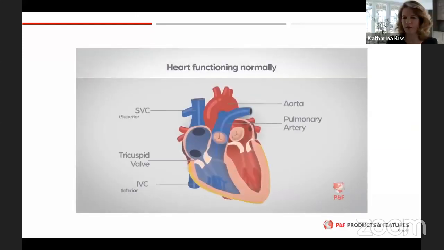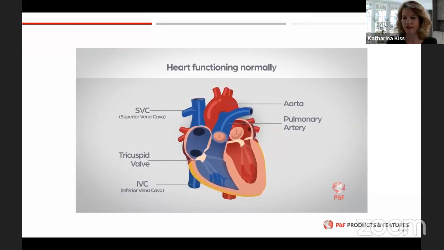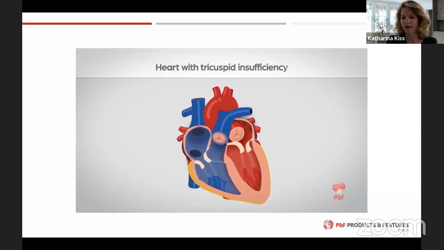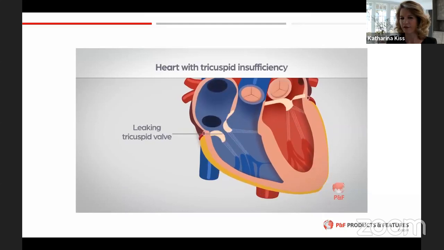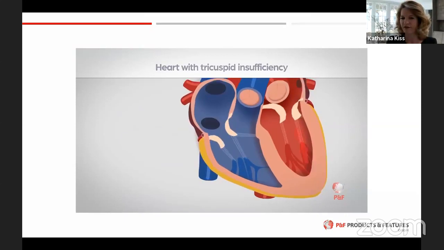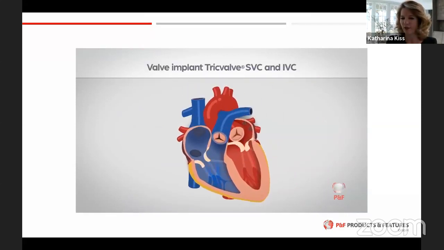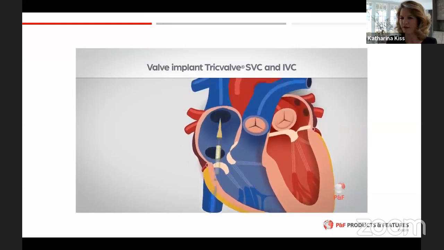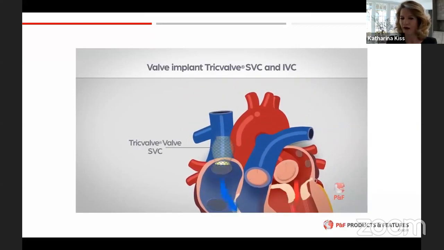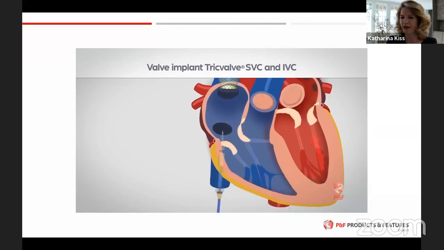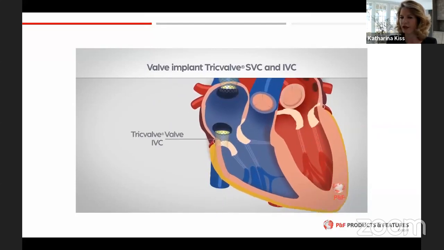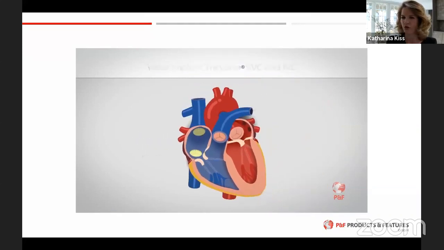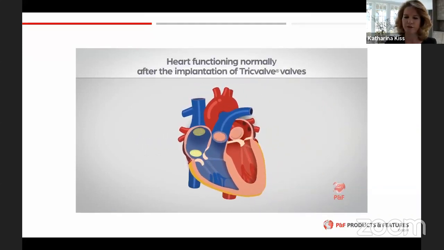Here you can see a normally functioning heart. You can see the tricuspid valve, inferior and superior vena cava in their normal anatomical setting. If we then see the heart with tricuspid insufficiency, we see annulus dilatation and a dilatation of the right ventricle, and this is where we do not address the tricuspid valve directly, but we will have 2 dedicated valves implanted in the superior and inferior vena cava in order to prevent backflow and improve symptoms.